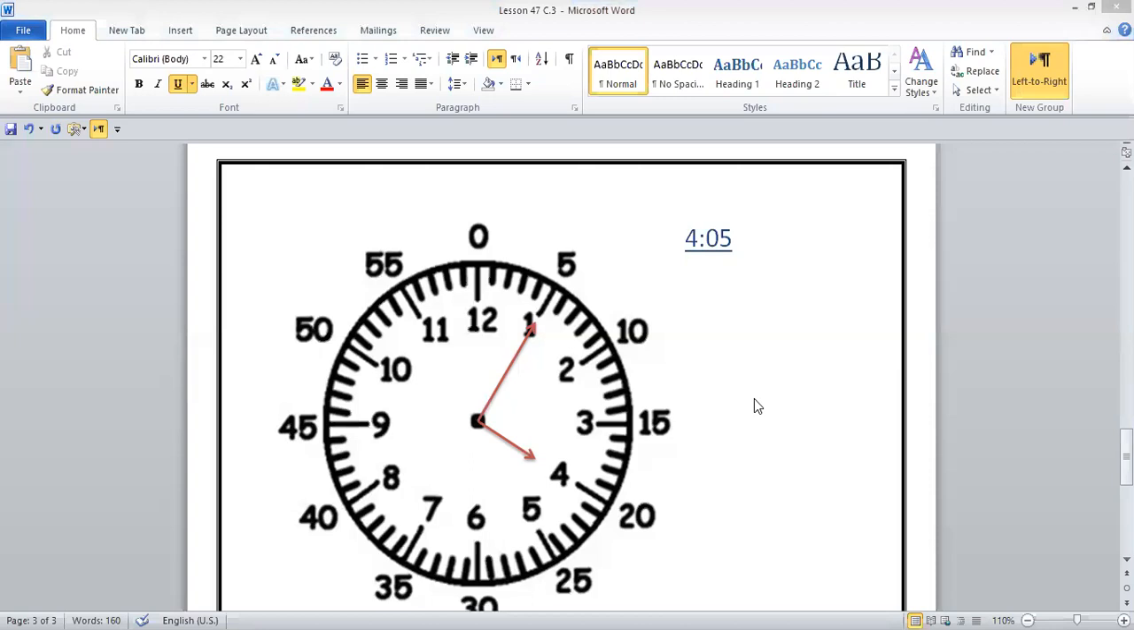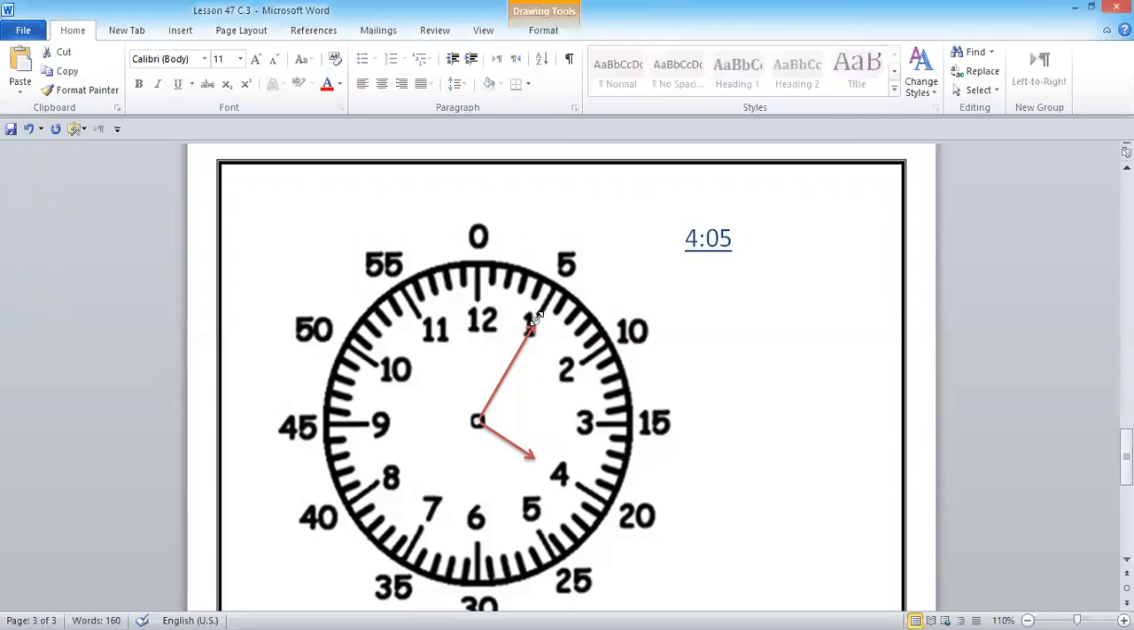Very good. One more example, guys. Let's suppose this long hand is at 5. Sorry, 3. This long hand is at 3. Now, if I ask you what time is it, again you will apply the same formula.